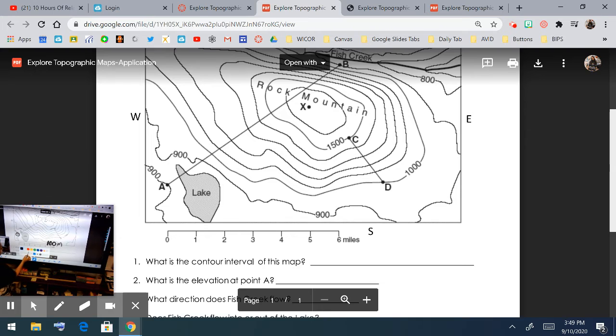So what you do is you look at the line, y'all. It's like follow the leader, follow the line. Right here we go. What does that say? 900. So that's the elevation at point A. Versus what happens if I had my little dot right here? What would you say the elevation is?